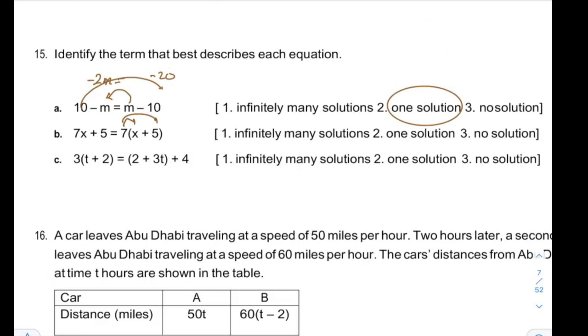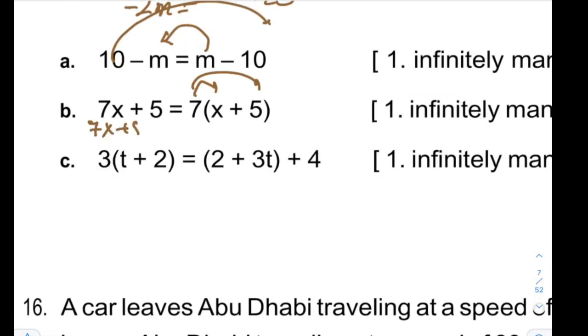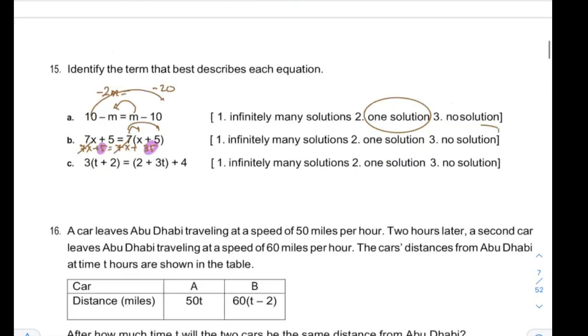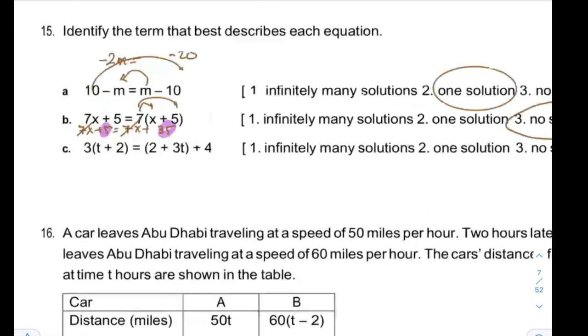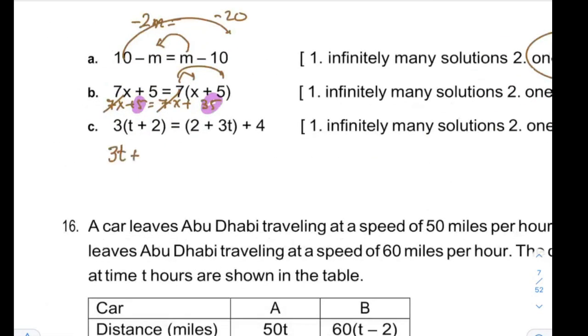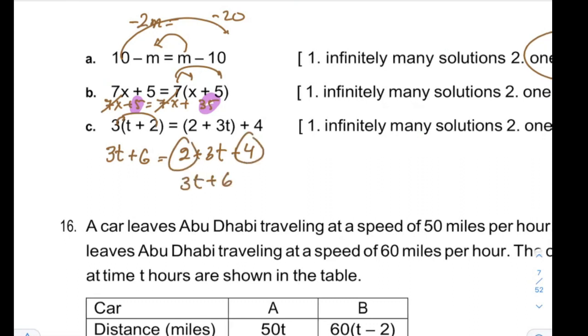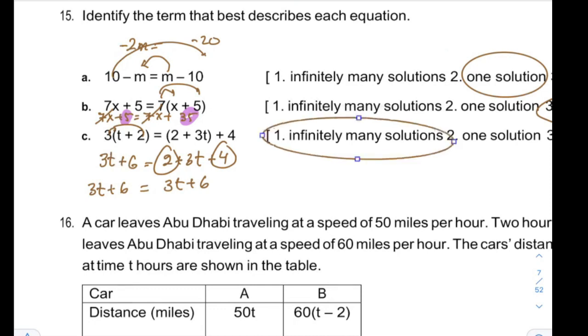While here, if you distribute, you end up with what? 7x plus 5 is 7x plus 35. Take away 7x from both sides, you end up with two sides that are not equal, so we have here no solution. For this exercise, if you distribute, 3t plus 6 is equal to 2 plus 3t plus 4. Adding 2 plus 4, 6, so it's 3t plus 6 as well. So we have identical sides, meaning infinitely many solutions. So this one, or the word identity, has the same meaning.